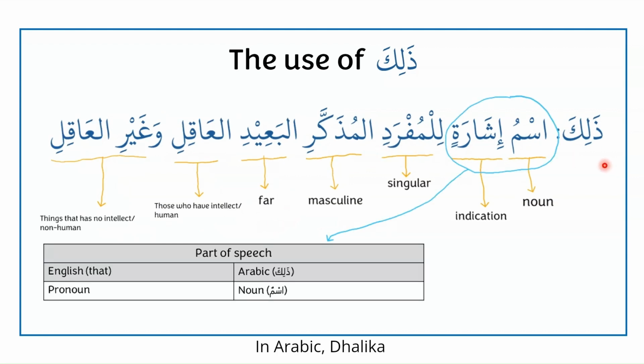In Arabic, dhalika is ism isharah. Literally, ism isharah means noun of indication. So, dhalika is classified as an ism or a noun. In English, that is one of demonstrative pronoun.